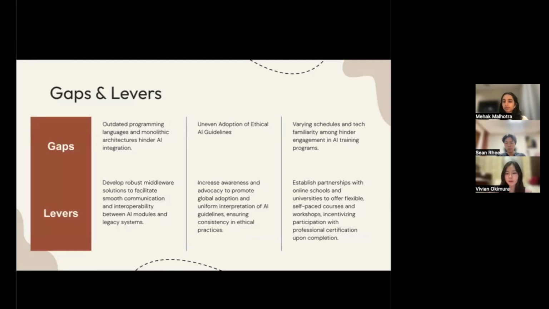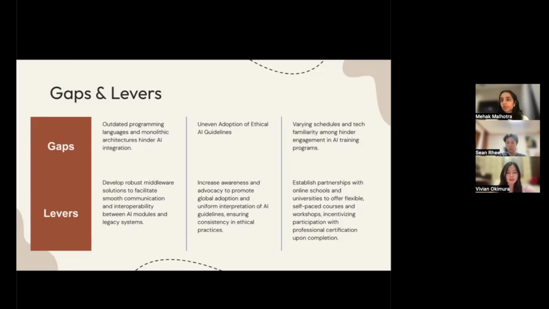Next, I'll go into talking about gaps and levers. Integrating AI into IP and patent management faces challenges with outdated legacy systems lacking modern language support. Developing middleware solutions is key to enabling seamless AI integration. Another challenge is the uneven adaptation of ethical AI guidelines across global legal institutions, which leads to varied practices in AI-assisted patent analysis. Increasing awareness and advocacy can promote uniform adoption and interpretation of AI guidelines, ensuring consistent ethical standards.